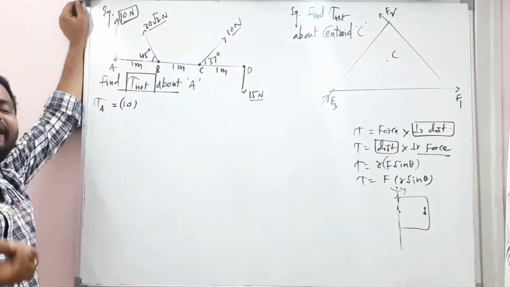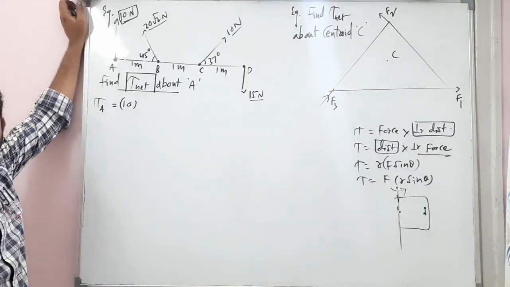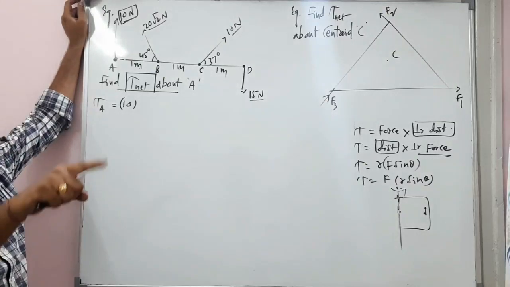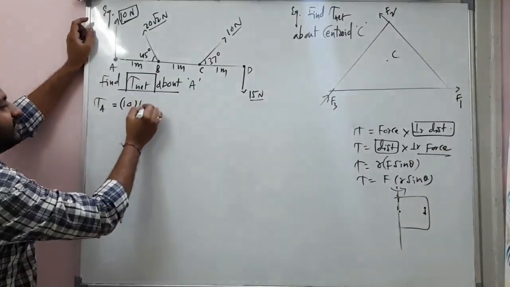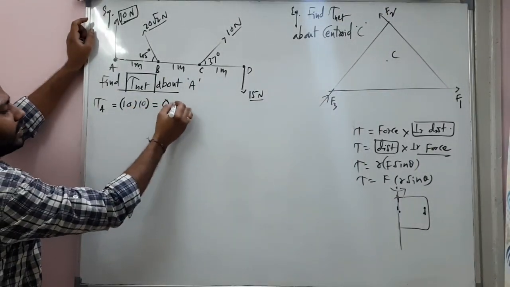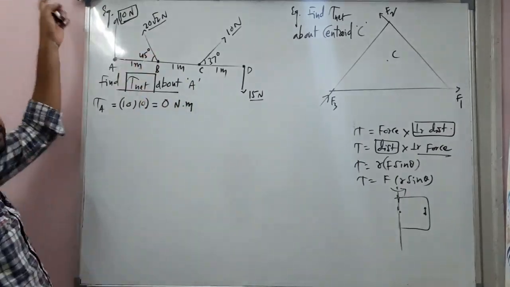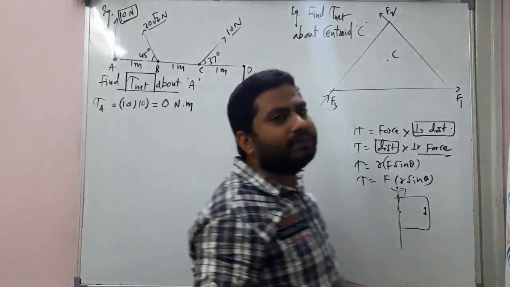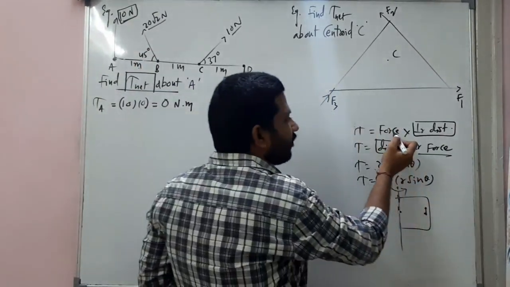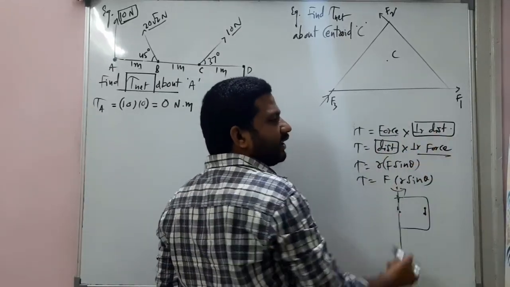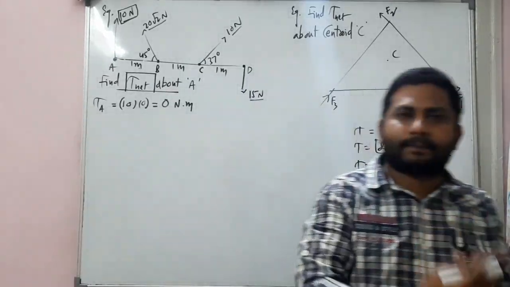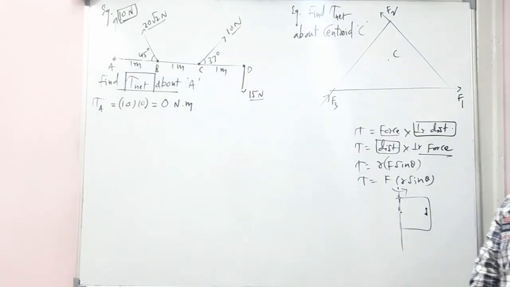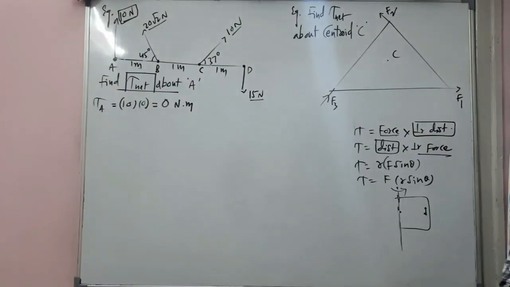Right? The force is acting exactly on the axis of rotation. Again, there is no perpendicular distance. So I can say it's 0. So now 0 Newton meter. SI unit of the torque, Newton meter. Look at here. Force, Newton. Perpendicular distance, meter. Newton meter. Right. So that's the torque at point A.